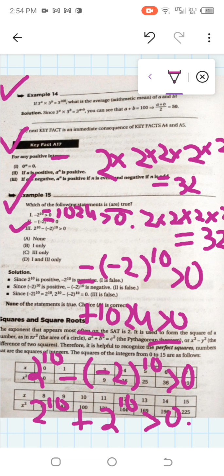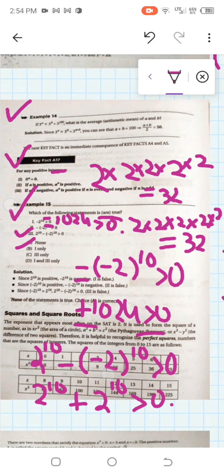So our correct option will be what? The correct option will be A, none. Because all three statements are not greater than 0, because these are in the negative sign. Okay.